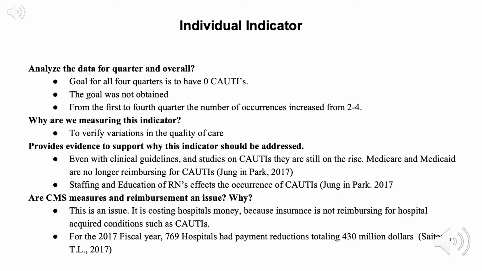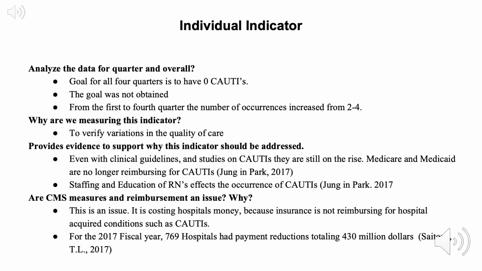This is Mache Scott, and I'm doing the individual indicator for the Cauti. Analyze the data for the quarter overall. So for the 4 quarters for this hospital, the goal was to have 0 Cautis. This goal was not obtained. From the 1st to 4th quarter, the number of occurrences increased from 2 occurrences to 4. Why are we measuring this indicator? We want to verify variations in the quality of care.